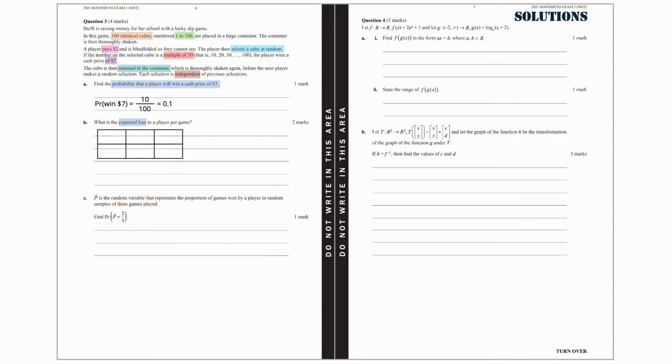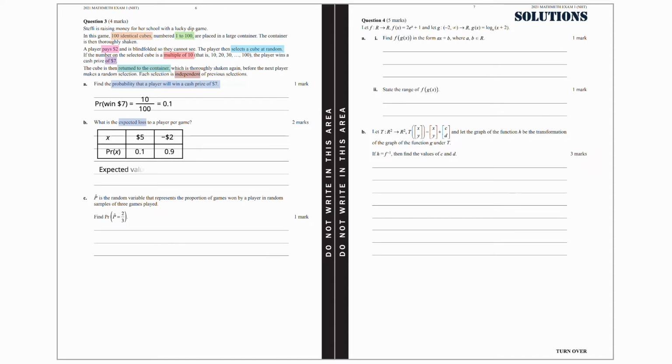There are two outcomes. Remember that the player has to pay $2 to play the game. So if the player wins $7, that means that he actually wins $5. And then if the player loses, then there is a loss of $2. The probability of a win is 0.1. The probability of a loss is 0.9.